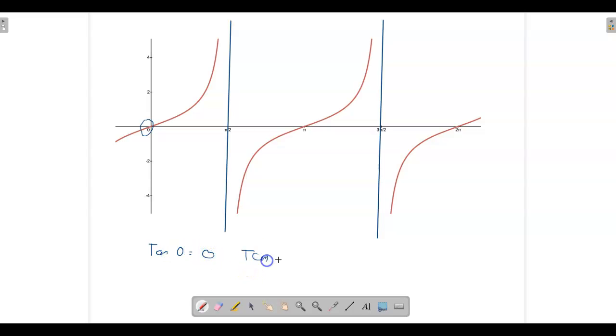Tan pi over 2, that other special one on 90, we're not going to say 0, we're going to say that's undefined. So there is no definition. And that would be the same as 3 pi over 2. That's also undefined. And at tan pi, that's 0. And at tan 2 pi, that's also 0.